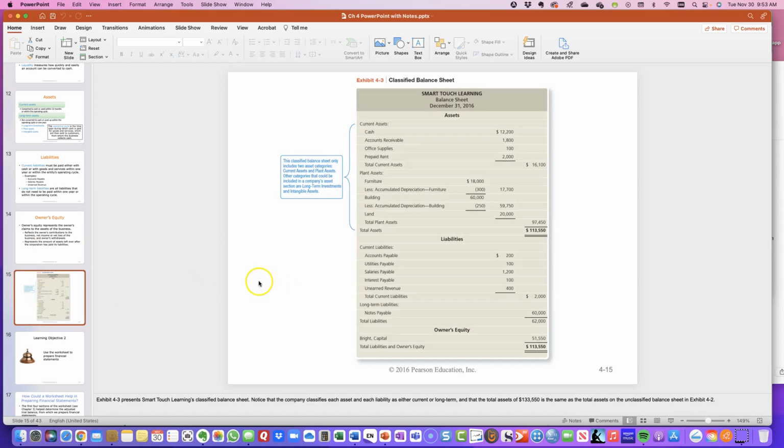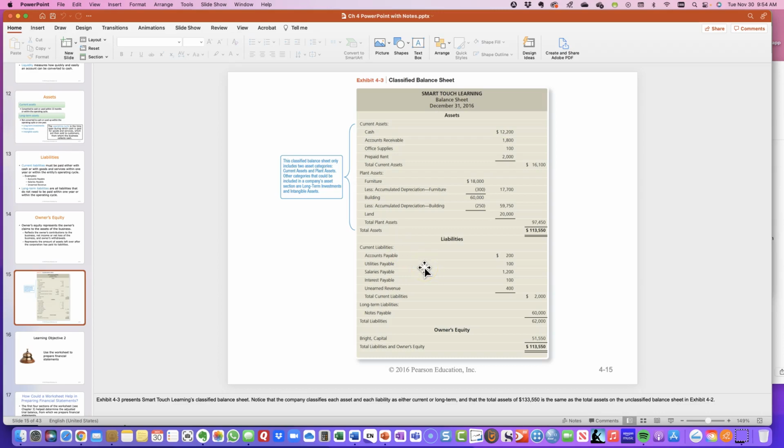So here we have the classified balance sheet, which only includes two asset categories, current assets and plant assets, and then other categories could be long-term investments and intangible assets. But you see here we have current assets of cash, accounts receivable, office supplies, and prepaid rent to get our total current assets, and then all of our other assets. These just happen to be plant assets, which are furniture, building, and land, and as you can see, there is less accumulated depreciation, which is a contra asset account, and then land is not depreciated. So then you see total assets.